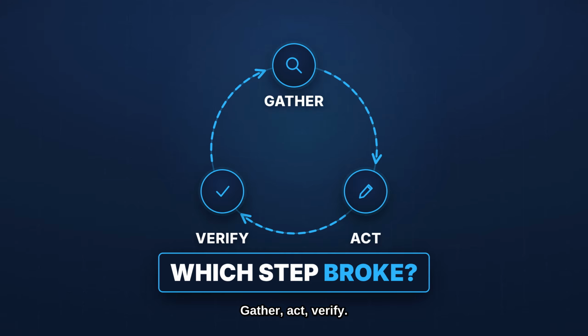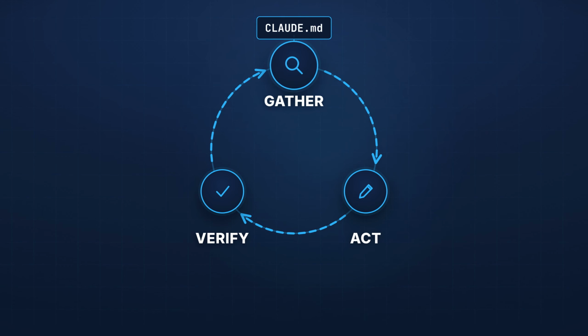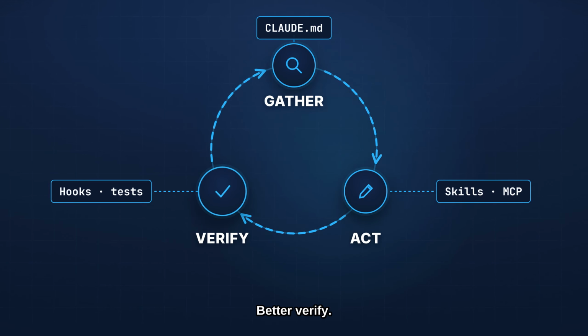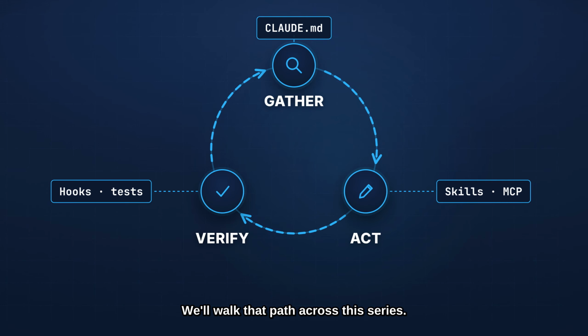Gather, act, verify. And if you're already past the basics, every advanced feature maps onto one of these 3. The plot.md file and context management, that's making gather better. Skills and MCP, better act. Hooks and tests, better verify. The whole toolkit is just these 3 steps. We'll walk that path across this series.